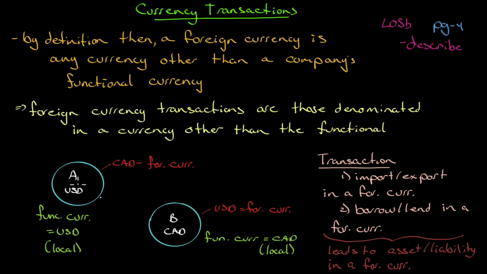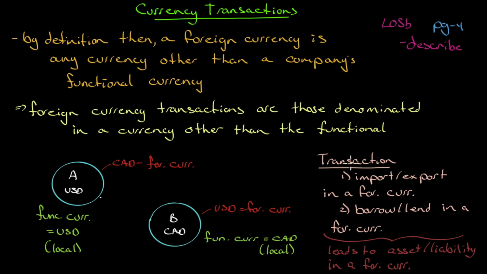So let's take two companies, A, whose functional currency is the US dollar, which happens to be the local currency. A is in the US, it has the US dollar. B is a Canadian company, its functional currency is the Canadian dollar, it's the local currency. So for A and B, their functional, their local, and their presentation currencies are all aligned with the country they're in. For A, the Canadian dollar happens to be a foreign currency. For B, the US dollar happens to be a foreign currency. So wherever they're located, since this is the functional currency, any other currency, I just picked one, it could be any other currency other than CAD, is a foreign currency.